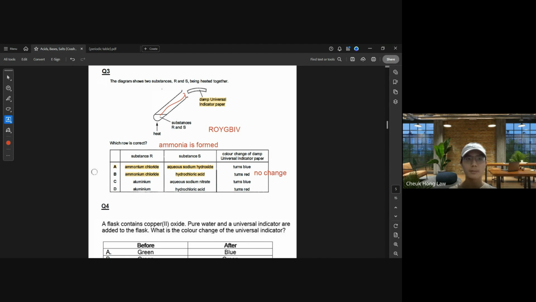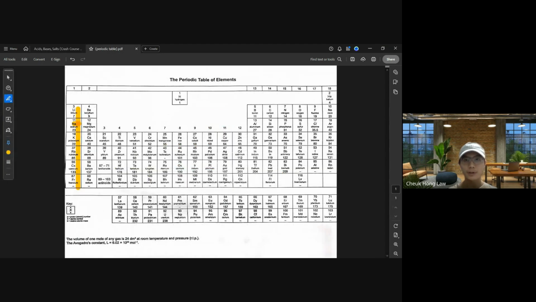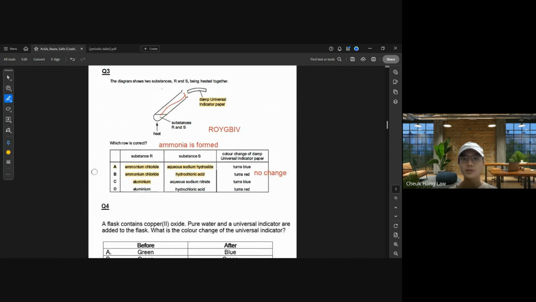Aluminium and aqueous sodium nitrate. Aluminium is a metal, as you can see in the periodic table, and aqueous sodium nitrate is a metal nitrate. But we didn't learn any reactions involving metals and nitrates yet. So there's no gas formed. Since there's no gas formed, the universal indicator will have no change. So B and C are out already. And then the last option, D.